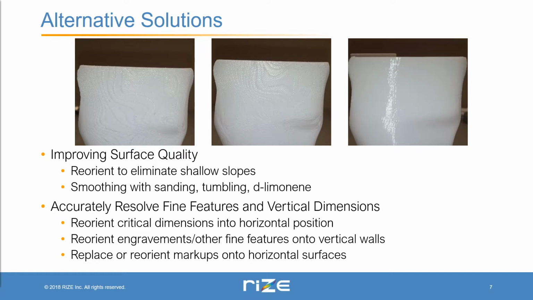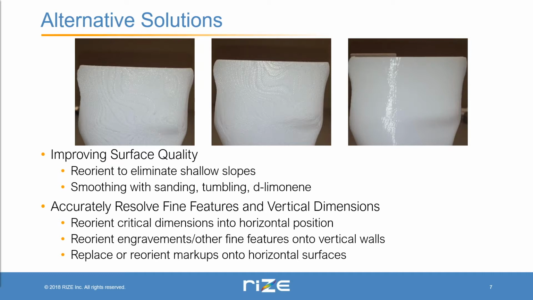So that's one way of improving the surface quality, reorienting it to eliminate the shallow slopes. Another option is to try smoothing the surface with sanding, tumbling, or delaminating, or a combination of those. So often you'll want to try to choose an orientation that will optimize either the surface quality or a set of other factors, and then something like sanding or smoothing should be secondary after you've already exhausted other options.